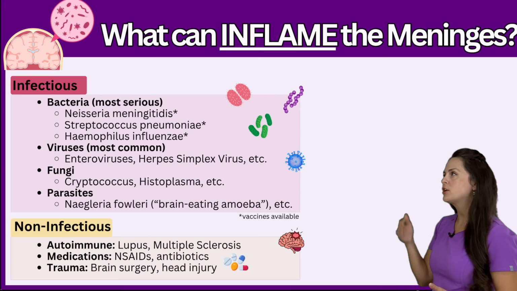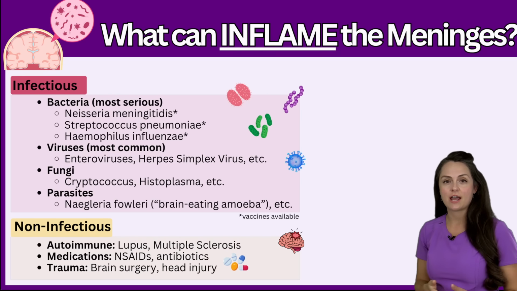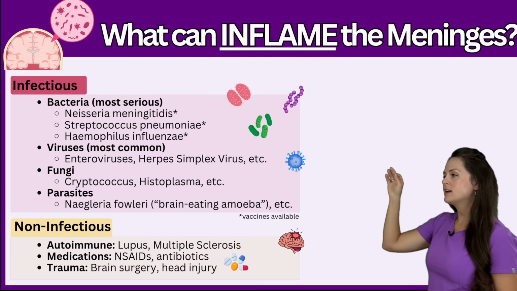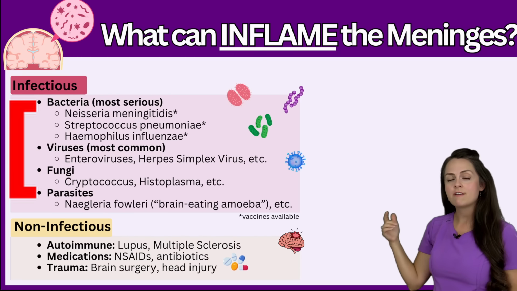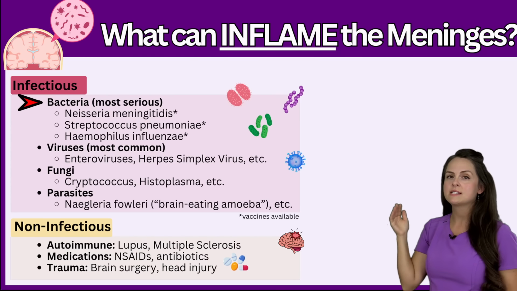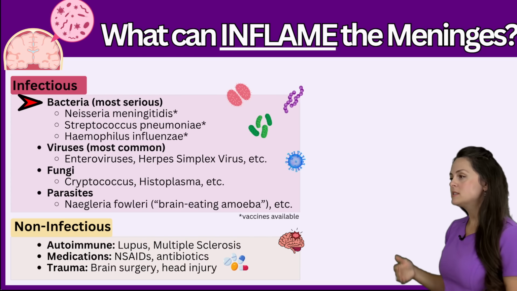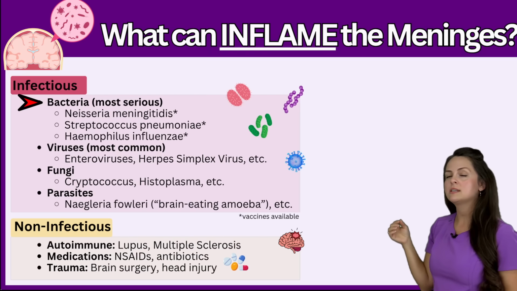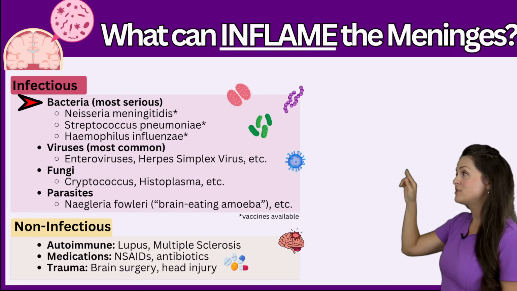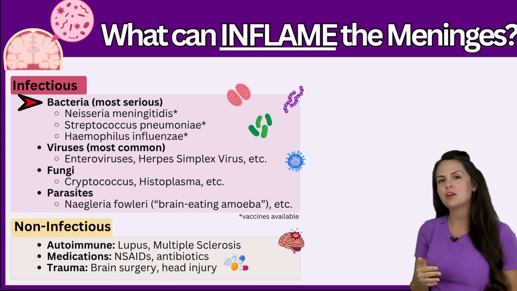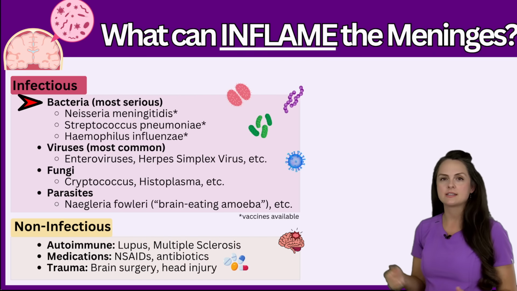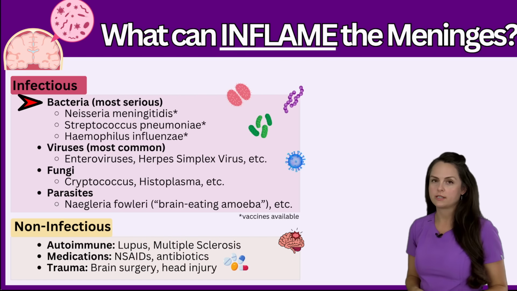Now let's talk about what can inflame those meninges, hence those layers that we just went over. This is where we start getting into the different types of meningitis, where we have infectious versus non-infectious causes. With infectious, it can be caused by bacteria, viruses, fungi, or parasites. And bacteria is going to be the most serious and deadly type of meningitis. It's most commonly caused by Neisseria meningitidis, Streptococcus pneumoniae, and Haemophilus influenzae. Notice I have these little asterisks behind these names. That's just letting you know that there are preventative vaccines available for these types of bacterial meningitis. And we're going to go over that in depth whenever we go over the nursing considerations.